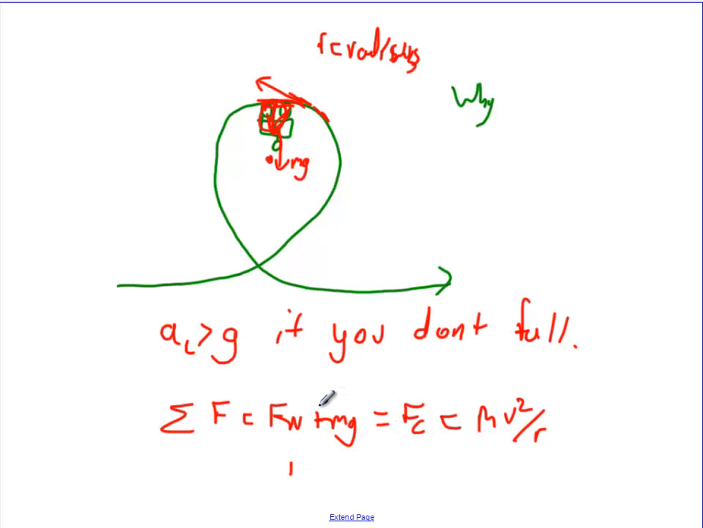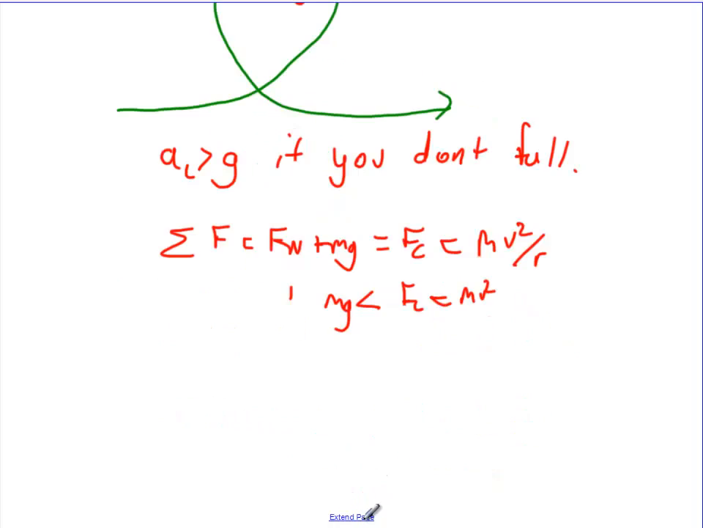Now essentially what we're saying is that we need to have a normal force, but it could be incredibly small. So we're just saying the force due to gravity is a little bit less. So mg is less than Fc, which equals mv squared over r. And so what we really have is mg is less than mv squared over r. Then we can see that the mass cancels out, and g is less than v squared over r.